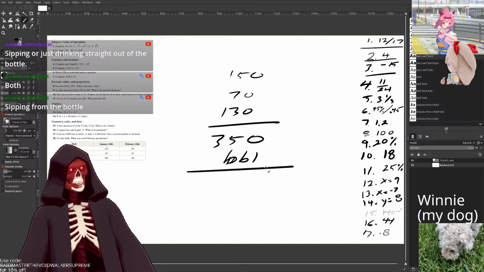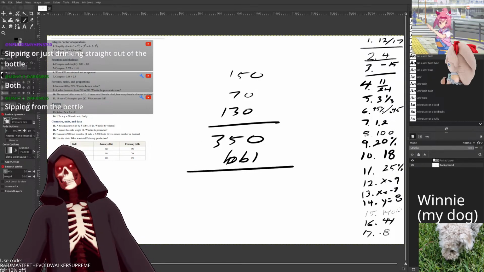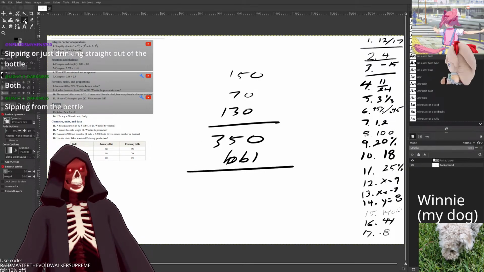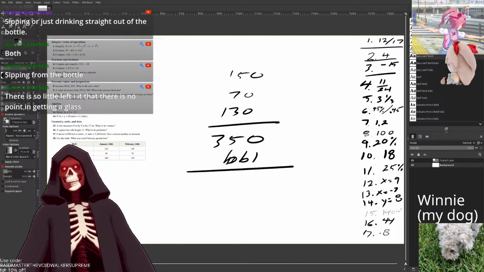It's quite long. Sipping or drinking straight from the bottle? Both. Sipping from the bottle? That's not that. That's straight from the bottle. Not sipping.